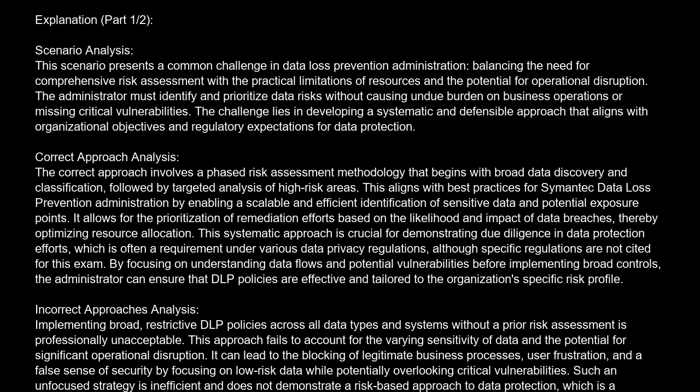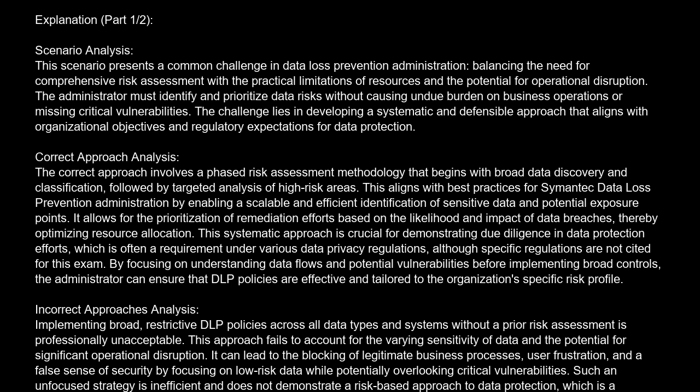The administrator must identify and prioritize data risks without causing undue burden on business operations or missing critical vulnerabilities. The challenge lies in developing a systematic and defensible approach that aligns with organizational objectives and regulatory expectations for data protection. Correct approach analysis. The correct approach involves a phased risk assessment methodology that begins with broad data discovery and classification, followed by targeted analysis of high-risk areas.